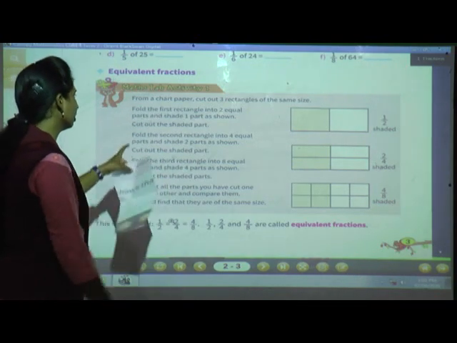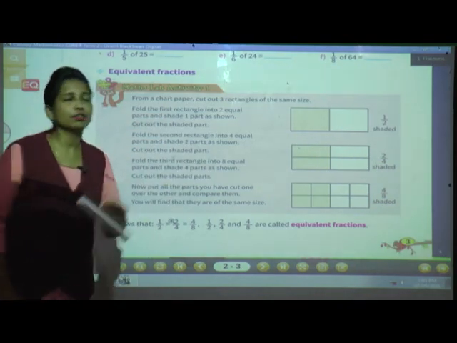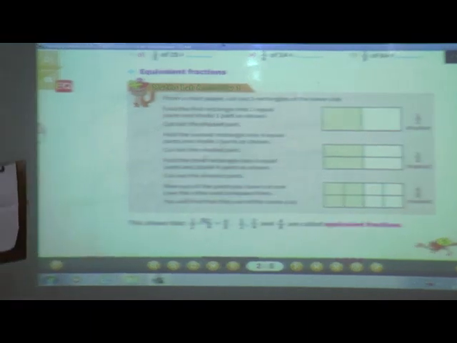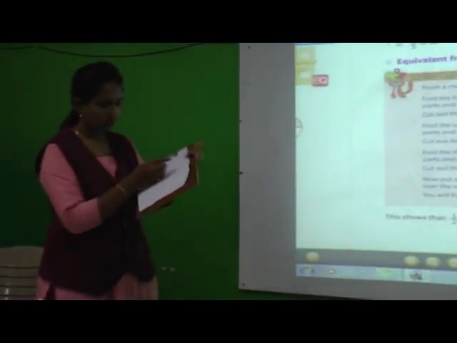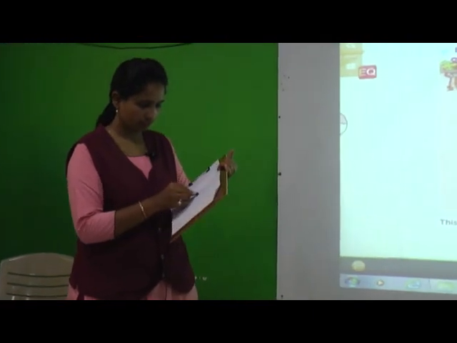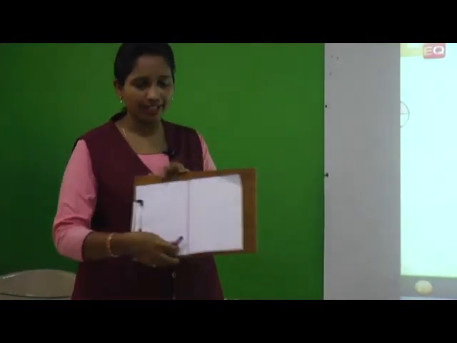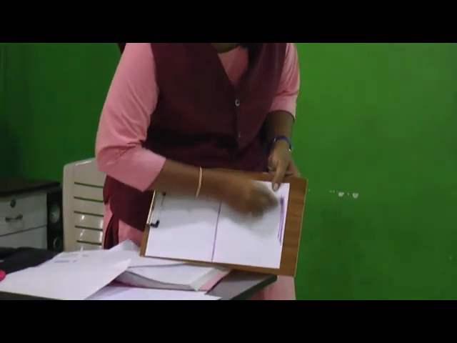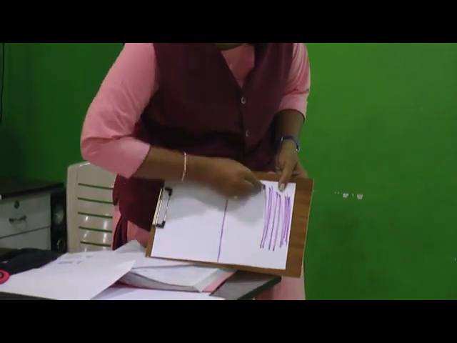And what they said, we have to color one part. So you have crayons with you, isn't it? Yes, you do. So take whatever color you like and just color it. See, I have taken violet color. So this full part you need to color in this way.